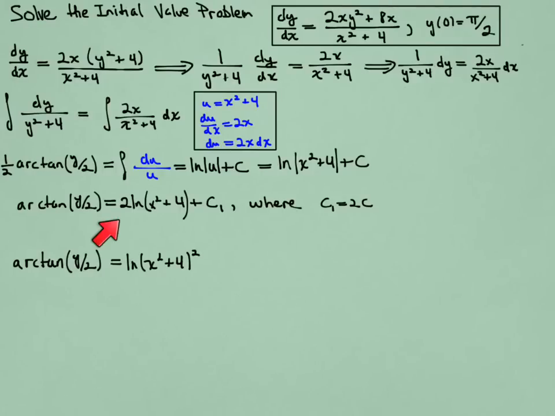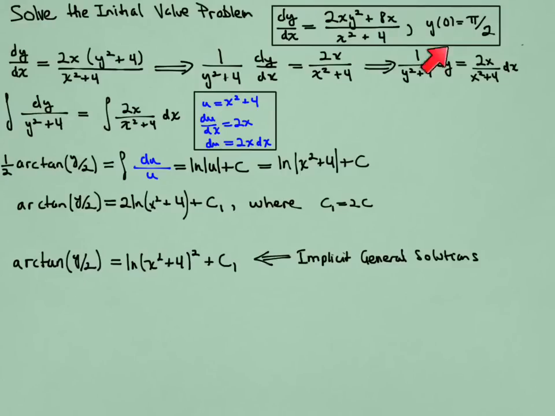Notice that that 2 in front can be raised to an exponent using the properties of logarithms, so that the 2 times the log becomes log of that expression squared. I don't need the absolute values anymore because it will be positive. And what we have here is the implicitly given general solution to the differential equation. It's implicit because I have the y not explicitly solved for. It's trapped right now inside this arctangent function.